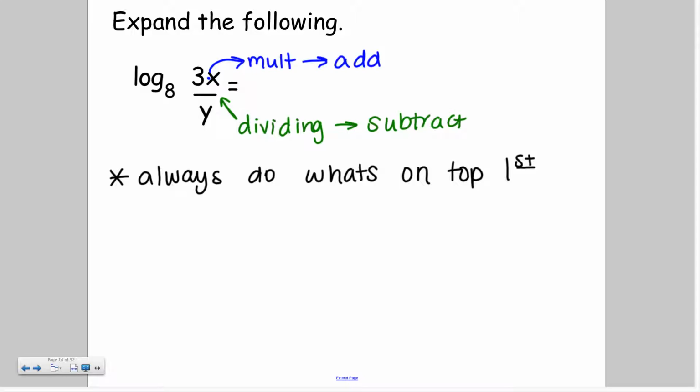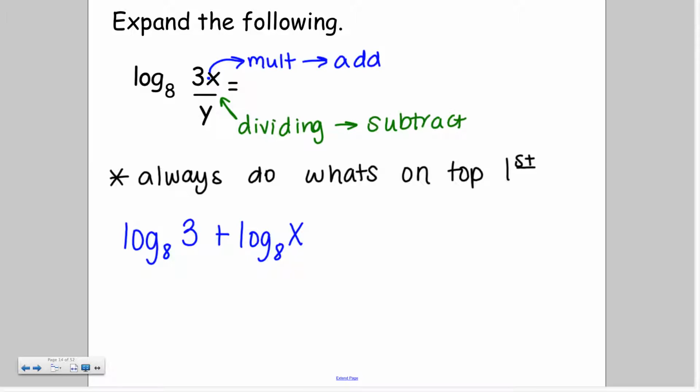Okay, everything on the bottom, you can put it last. And I will explain this as we get done with it. But if we look, we have log base 8. That's the first thing we're going to do. And it is 3. That's the first number we have on top. All right, 3x is being multiplied, so we're going to add that together. So log base 8 of 3 plus log base 8 of x.